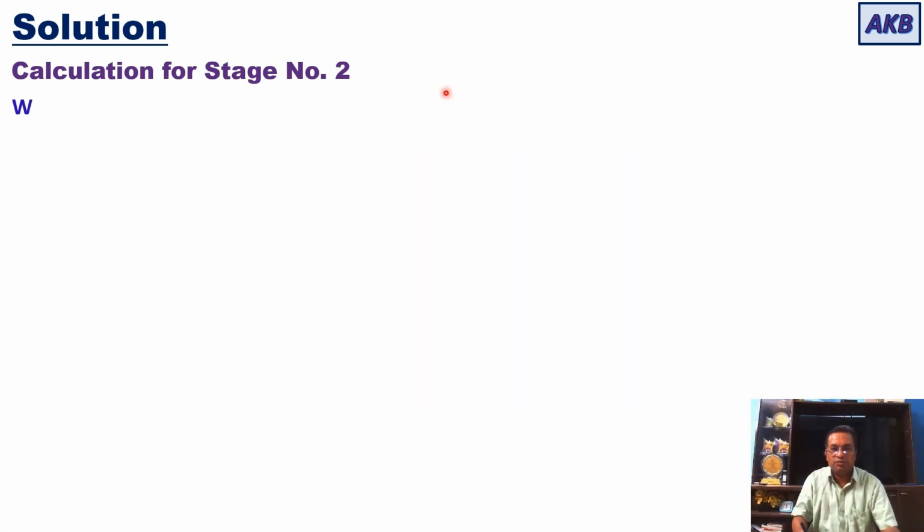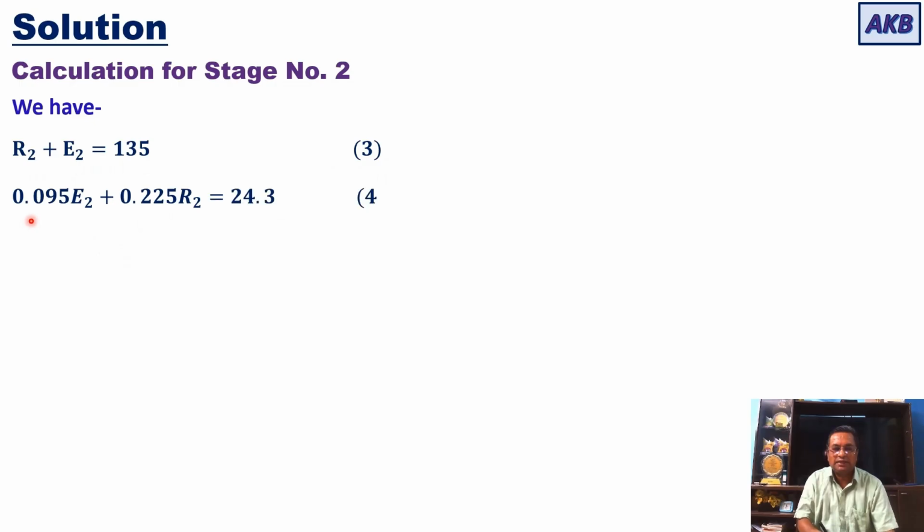Okay, so let us continue. We have got the equation R2 plus E2 is equal to 135. This is equation 3. And then we got equation number 4, 0.095 E2 plus 0.225 R2 is equal to 24.3. Now we are going to solve these two equations simultaneously.